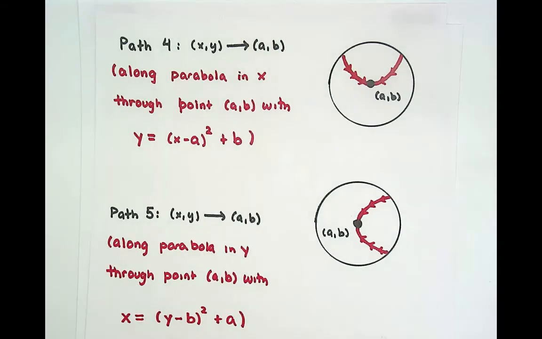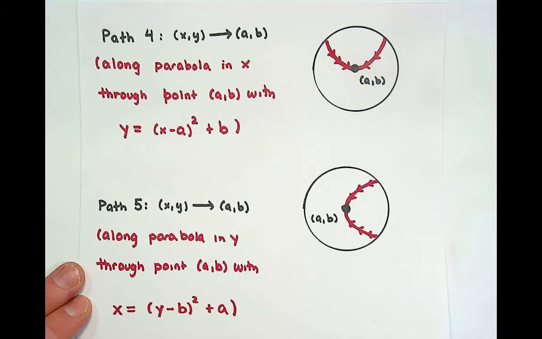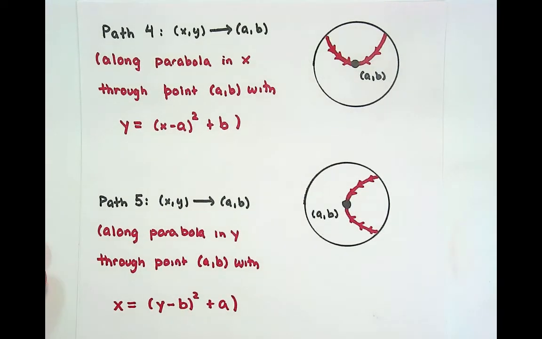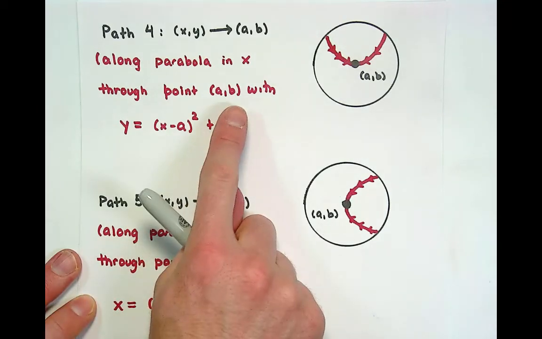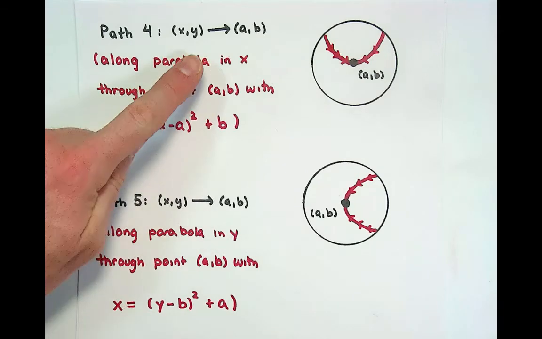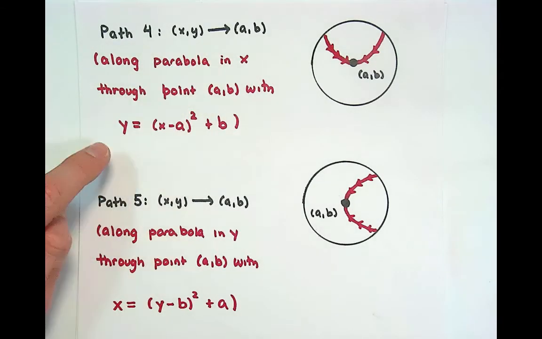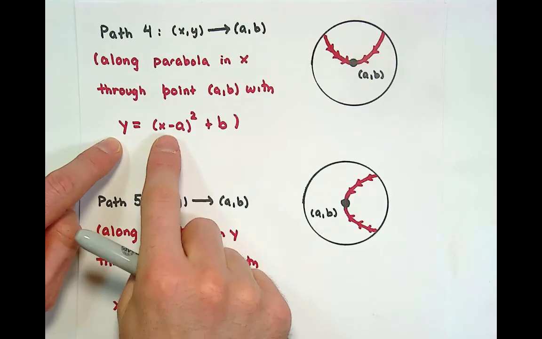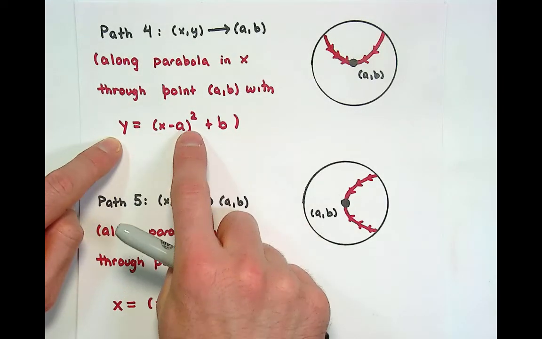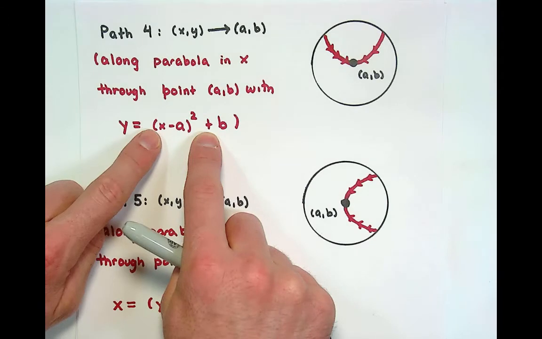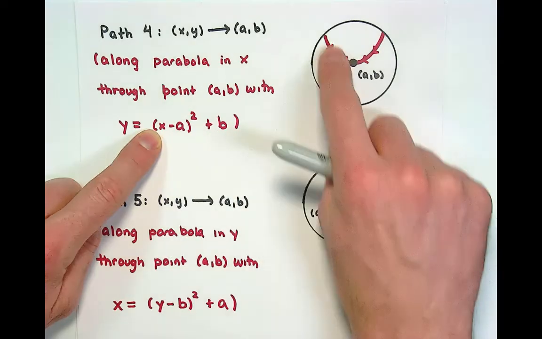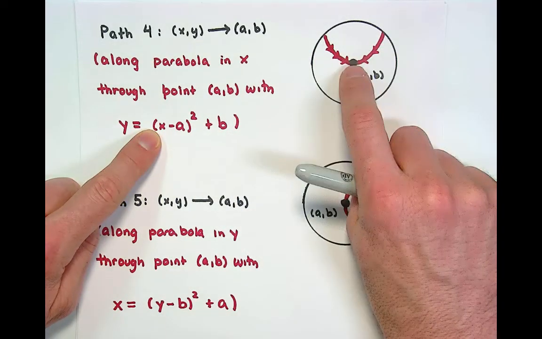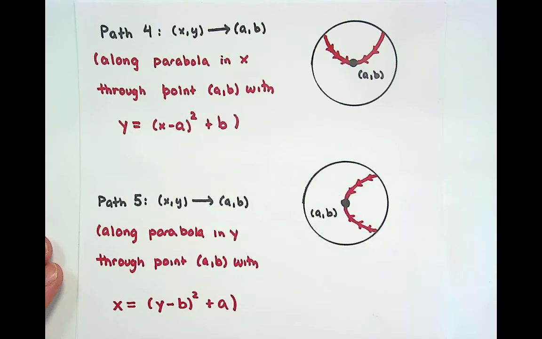Finally, the last 2 paths that we may try, if those 3 don't produce any useful information, are parabolic paths. The 4th path is going to be a parabola in x through the point (a, b), where the y coordinate of my point moves towards (a, b) along this parabola. It's the parabola y equals (x minus a) squared plus b. This is a parabola that points upward in y and goes to the point (a, b). And so we might move towards the point (a, b) along that parabola.